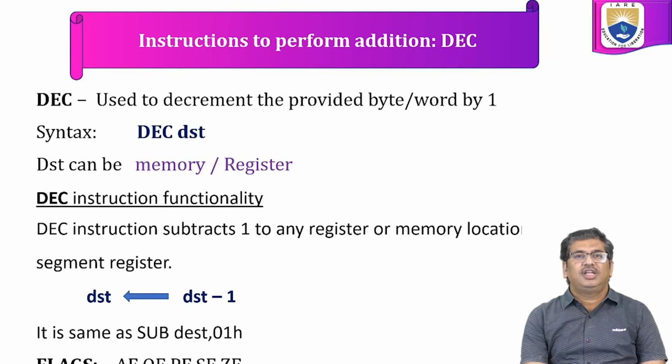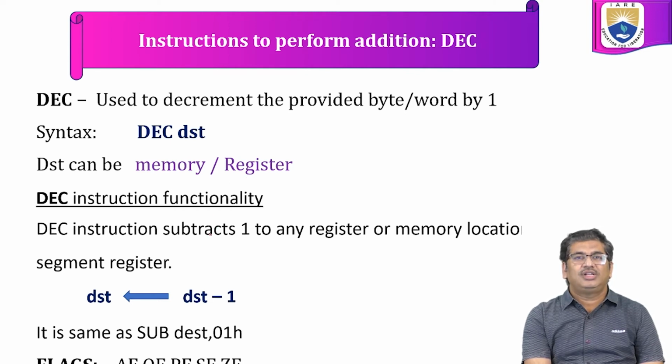The next instruction is DEC, for decrement. This instruction is used to decrement the provided byte or word by 1. The syntax of the instruction is DEC destination. It is a one operand instruction. The destination can be a memory location or a register. After performing the decrement, the result is stored in the same operand.